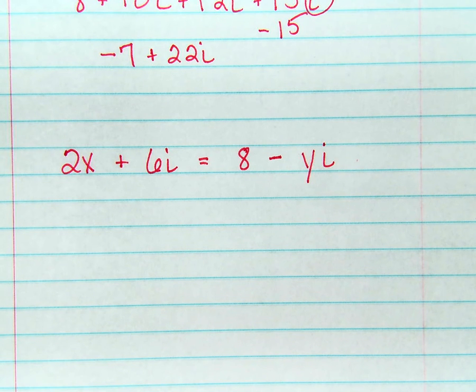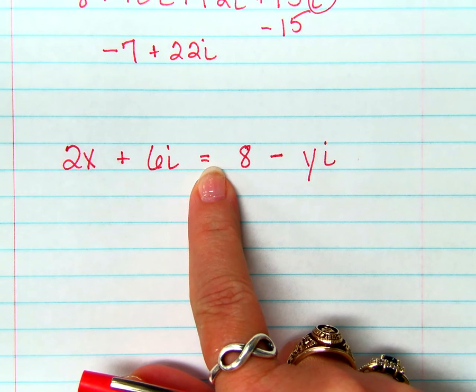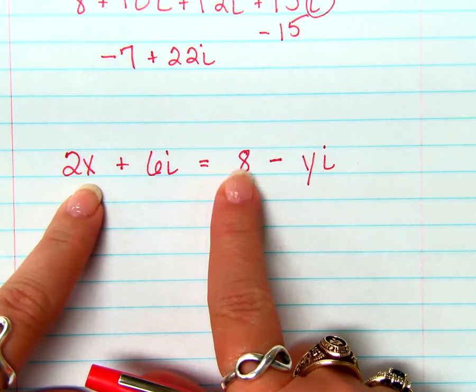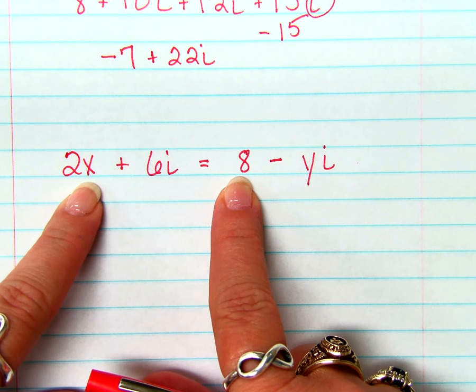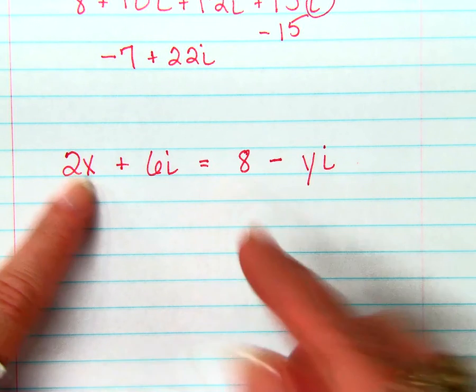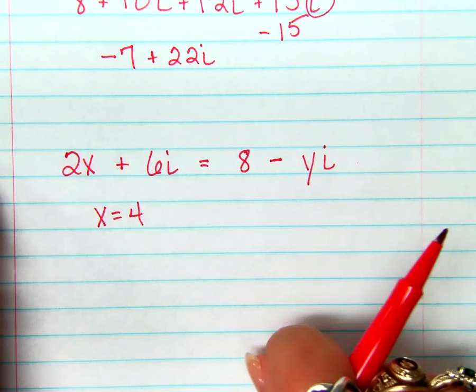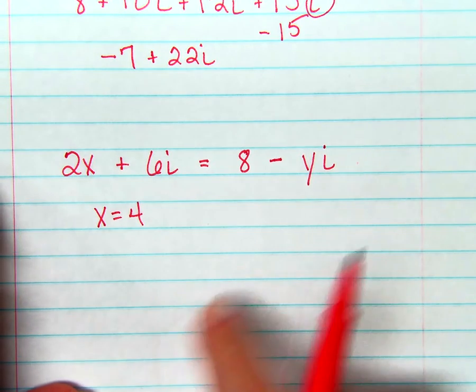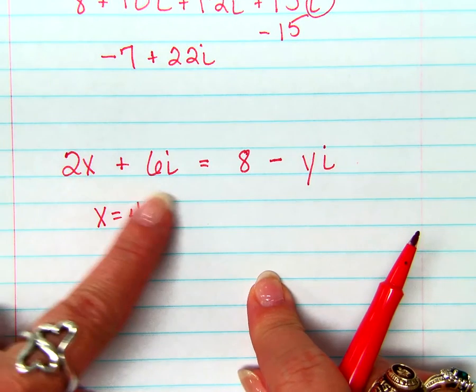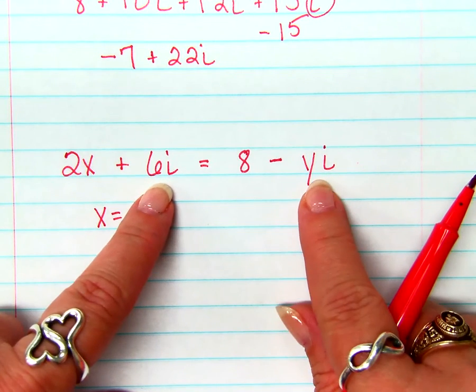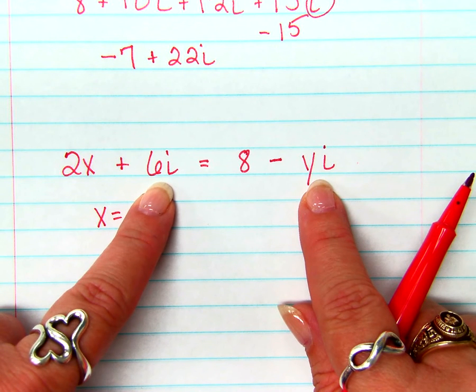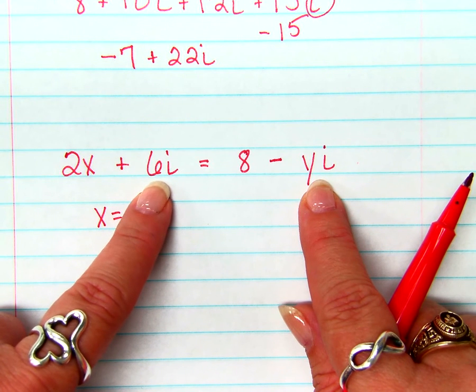What has to be true about the real parts? They have to be equal. So 2x has to equal 8. So what's x? 4. Did that require any work in my head? I mean, on my paper. No, I did it all in my head, right? Is that okay? So what has to be true about the imaginary parts? Has to be equal. So what's y?